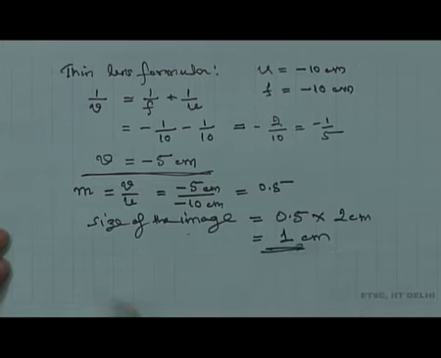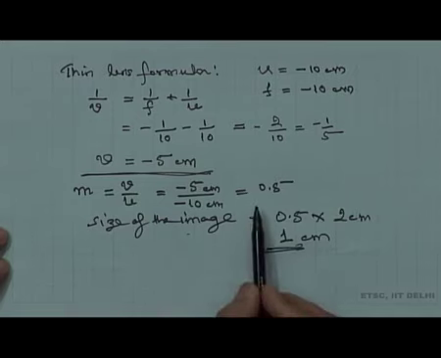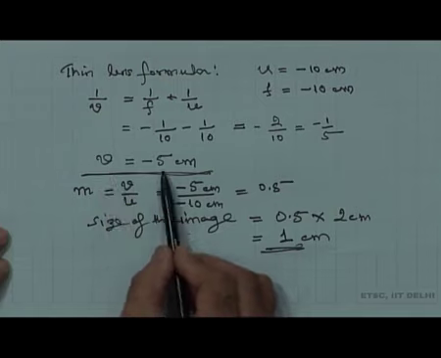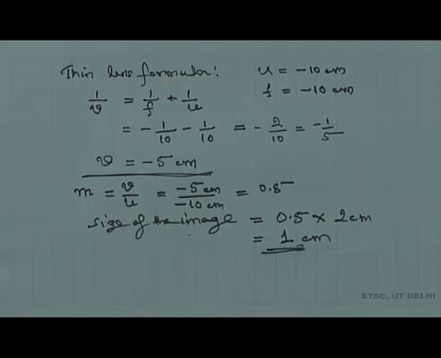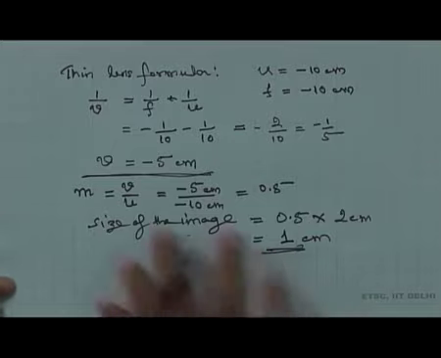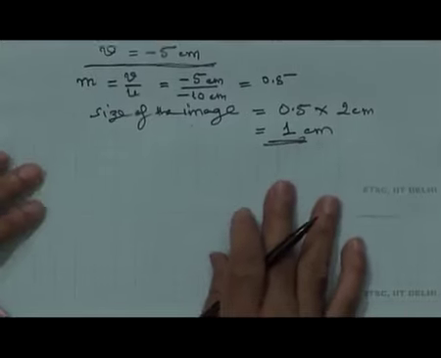Note that the size is 1 centimeter, which means it is an erect image. It is a virtual image because there is no negative sign. It is not an inverted image, it is an erect image, and the image is formed at minus 5 centimeter in front of the concave lens, biconcave lens. So, with these two data, let us try to draw the diagram here.